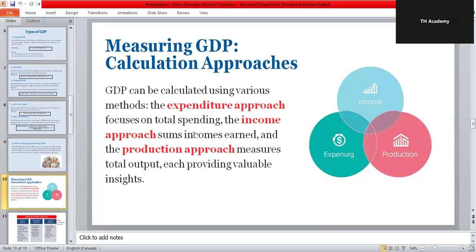Now let's move to the next slide, that is measuring GDP: calculation approaches. There are three main ways economists calculate GDP. The expenditure approach adds up all the spending on final goods and services. Second, the income approach adds up all the income earned by people and companies. Third, the output or product approach adds up the value of everything produced in the economy. Even though these methods are different, when done correctly, they all give the same GDP result. Now let's understand each one a bit more simply.